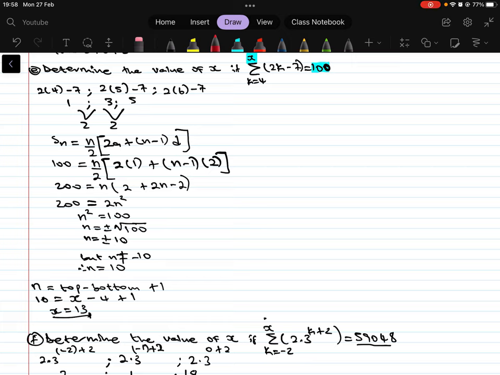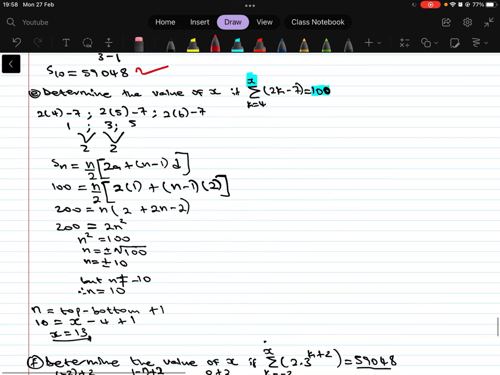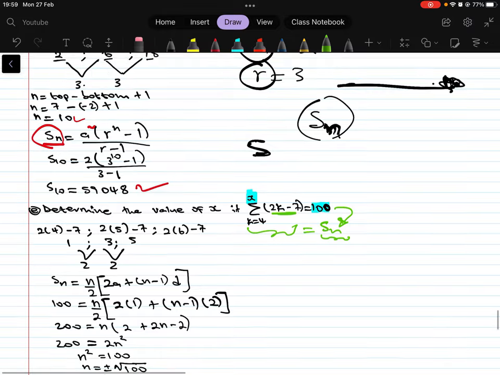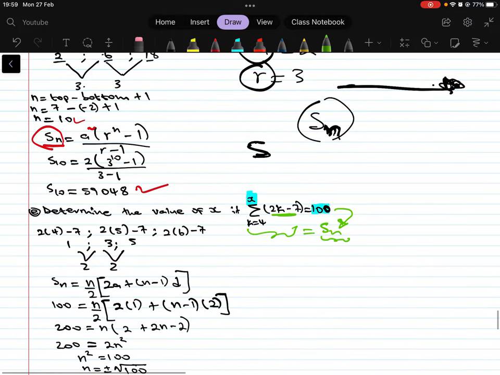Determine the value of x if this sigma notation or sigma expression is equal to 100. So like I've been saying, to evaluate the sigma expression, you just need to use an SN formula, the relevant one, the applicable one, depending on what you have inside the brackets. Now they already gave you what it is equal to. So the only difference of this question to the previous question is that instead of you being asked to evaluate the expression, they've done the evaluation for you. They've used the SN formula for you.